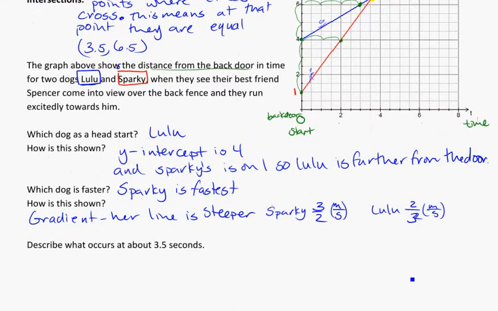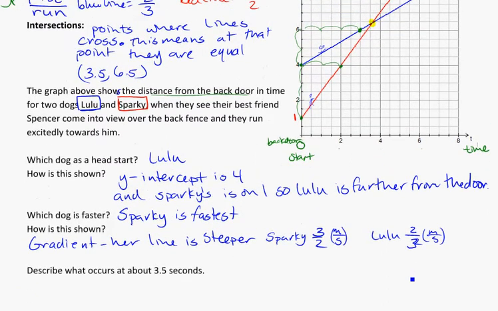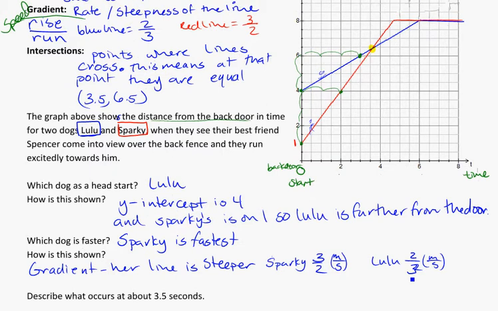So can we describe what occurs at about 3.5 seconds? Well, if you notice, 2, 2.5, 3, 3.5 seconds is along here. That's where our intersection happens. And so what does that mean? We've talked about the intersection being the points where the lines cross, and this means that at that point they're actually equal. So this graph is describing the distance from the back door and the time.